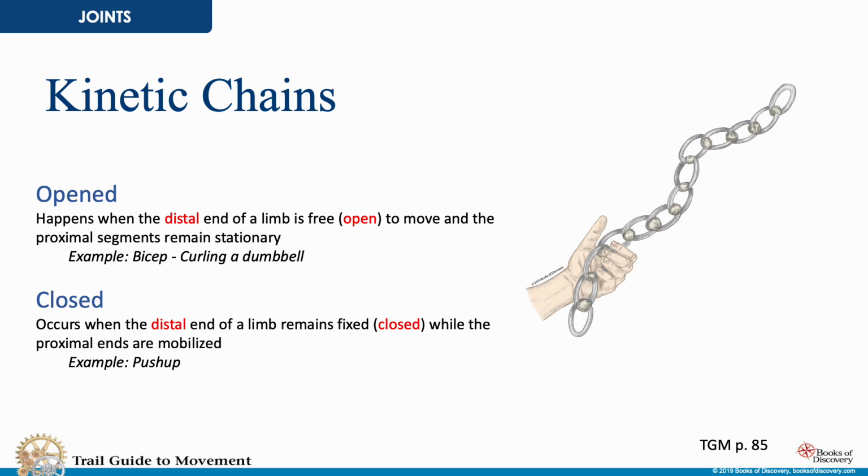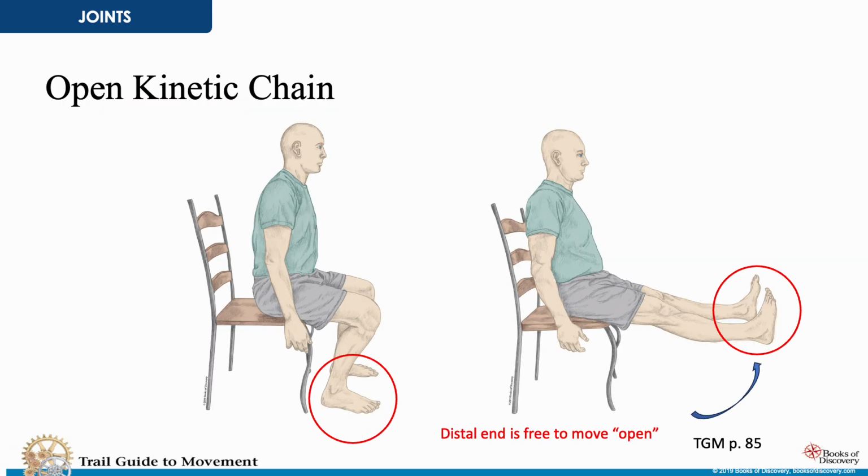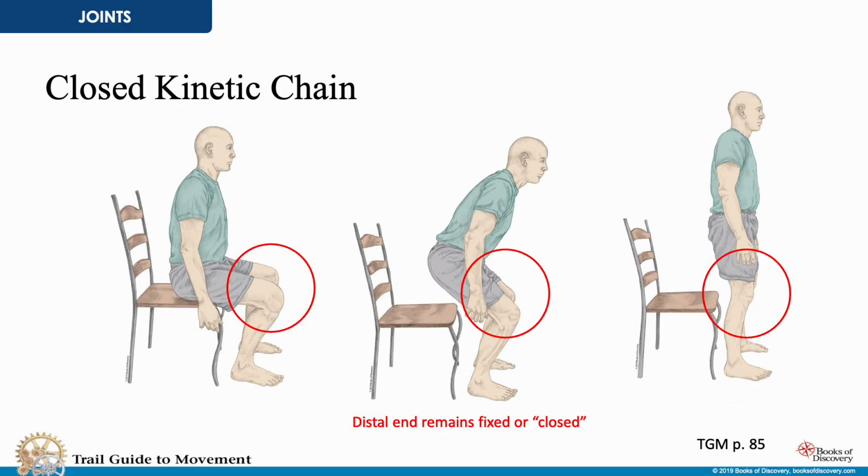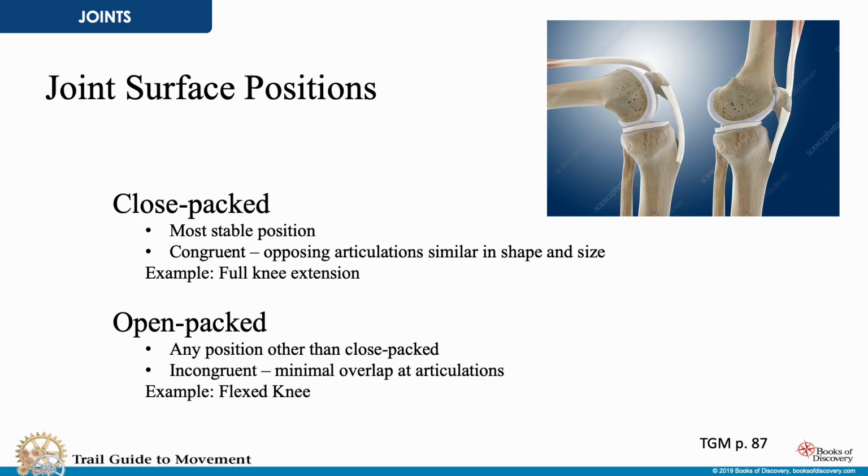Here it shows a man sitting in a chair, and you can see with an open kinetic chain that the distal end is free to move. In this diagram, it shows a closed kinetic chain. The man is again sitting in the chair, but he is standing in an upright position, so the distal end remains fixed or closed. We also look at close packed versus open packed positions.